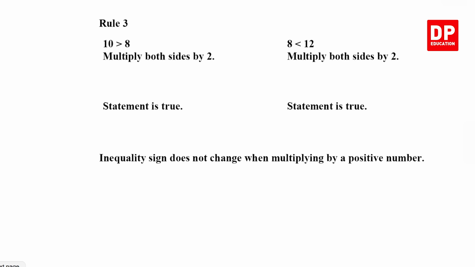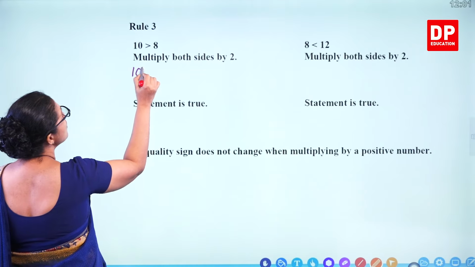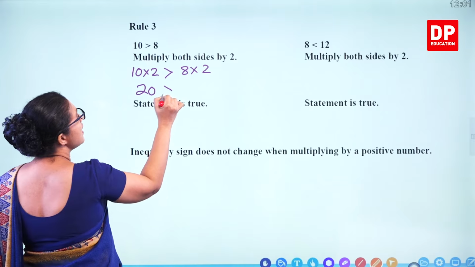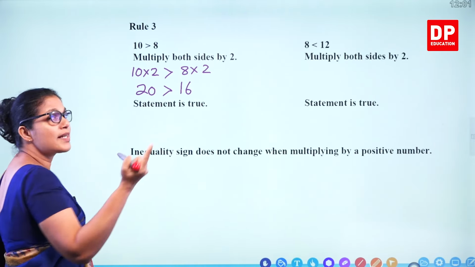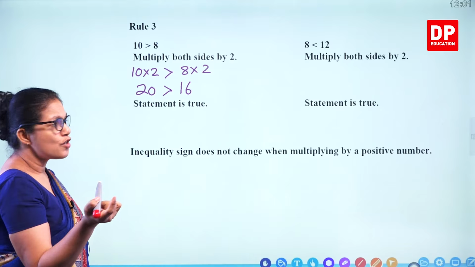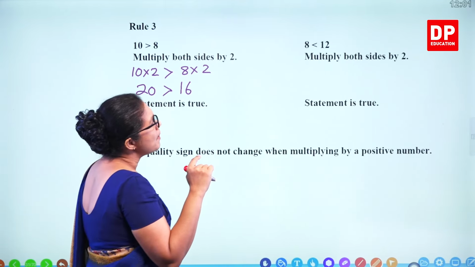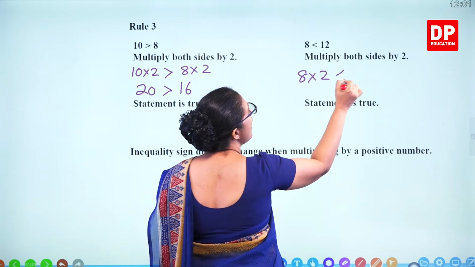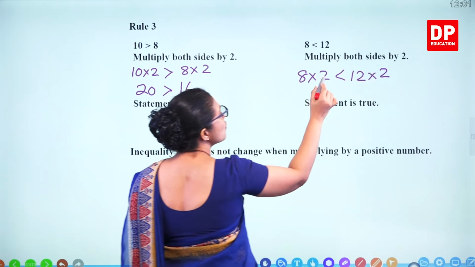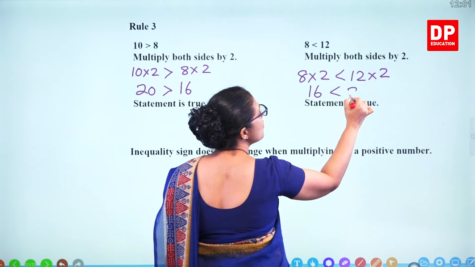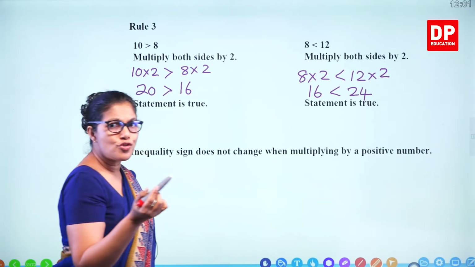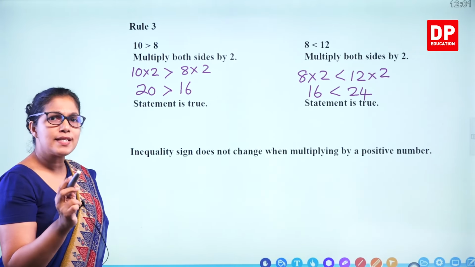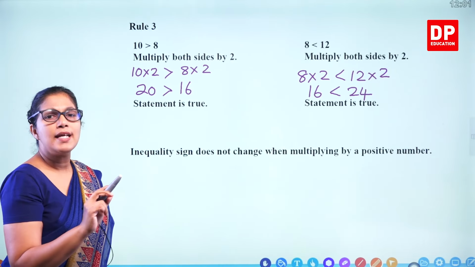Now we'll multiply. Multiply both sides by 2. 10 times 2, 20. 8 times 2, 16. So 20 is greater than 16. So statement is true there. Now we'll multiply by 2 here. 8 is less than 12. 8 multiplied by 2 and 12 multiplied by 2. So you get 16 is less than 24. So this statement is also true. So what's the conclusion? We can say when you multiply by a positive number, the inequality does not change.